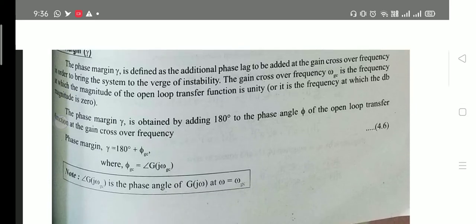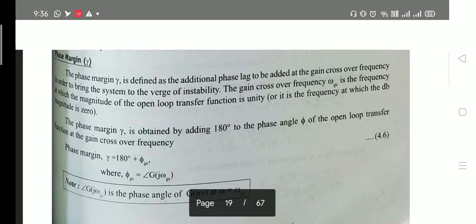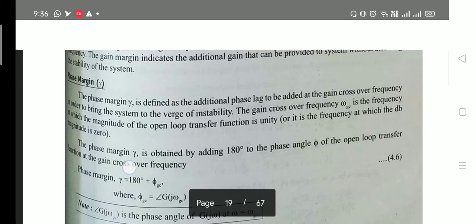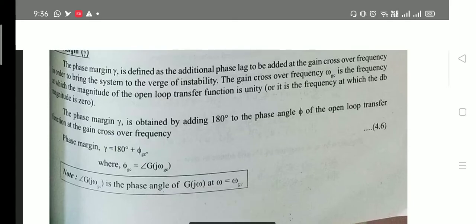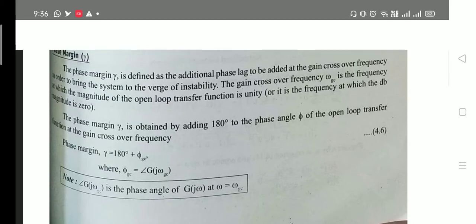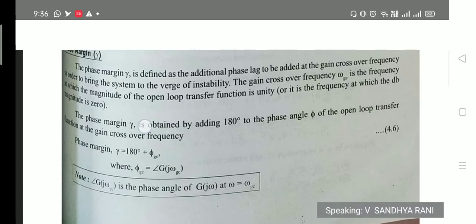Phase margin. Phase margin will be represented like this: gamma is equal to 180 plus phi gc. Phi gc means angle of G of j omega pc. We can substitute this G of j omega pc in place of phi gc, then we will get phase margin. Okay.